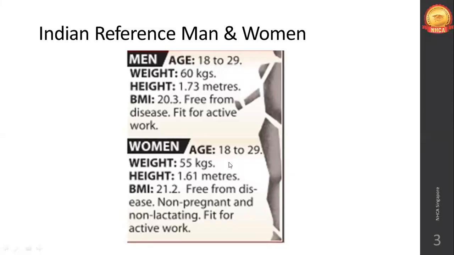Women's age, even in women, is around 19 to 39 years of age.